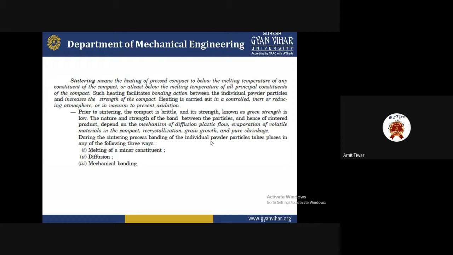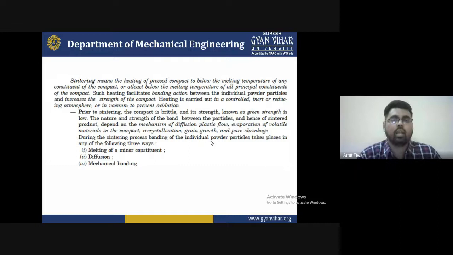So the melting of the minor constituents, depending upon that, we can say such heating facilitates bonding between the individual powder particles and increases the strength of the compact. And heating is carried out in a controlled inert or reducing atmosphere or in a vacuum to prevent oxidation. So we can say that prior to sintering the compact is brittle, having the heating of the pressed compact to below the melting temperature of any constituents of the compact, or at least below the melting temperature of all the principal constituents of it.